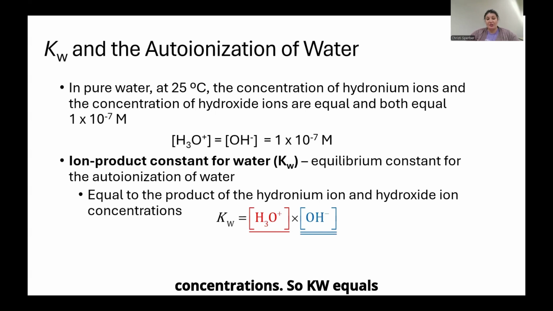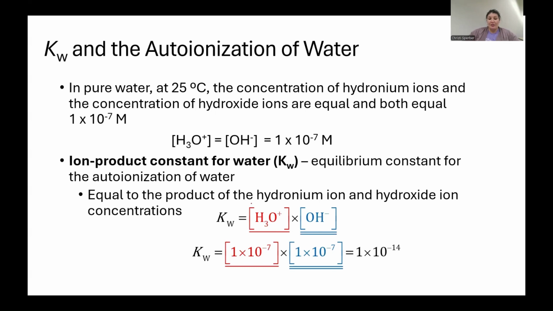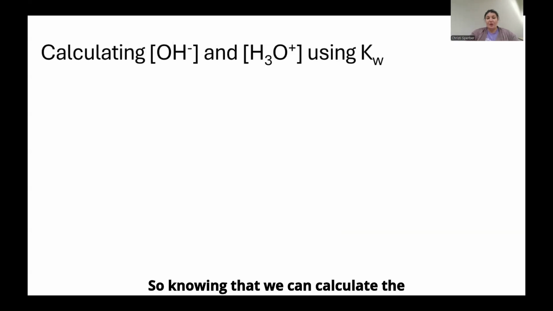So Kw equals 1 × 10⁻⁷ times 1 × 10⁻⁷, because both of them are equal to each other. And so Kw is equal to 1 × 10⁻¹⁴. That's the value of Kw. So knowing that, we can calculate the concentration of hydroxide ions and hydronium ions in a solution, knowing one or the other.